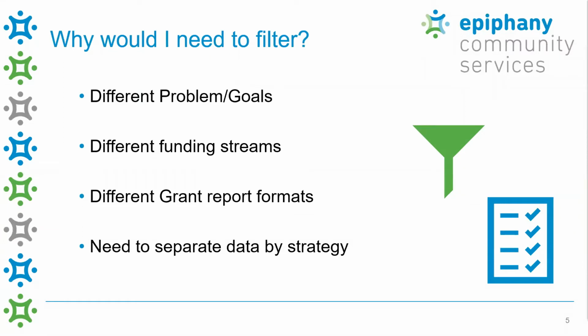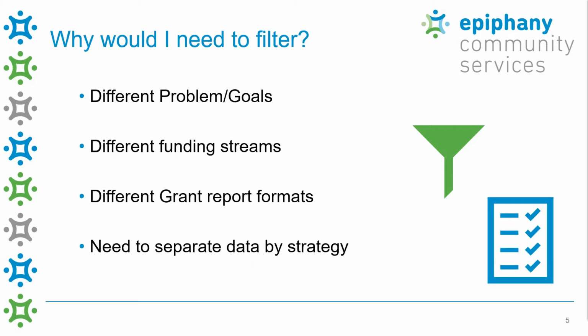You might need to filter for different problems and goals. We all know that a lot of our coalitions work on different problems, different goals, different priority areas. You might be working on underage drinking, mental health, prescription drugs, whatever it may be. We want to make sure that you have the tools necessary to filter by those different goals, if need be, for your different funding streams and grant reporting systems.